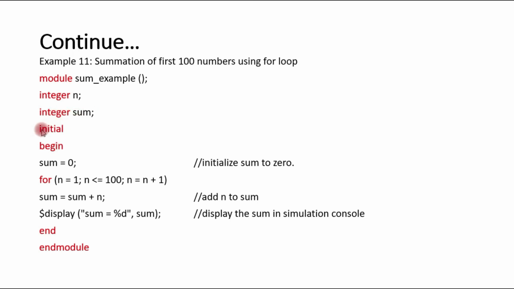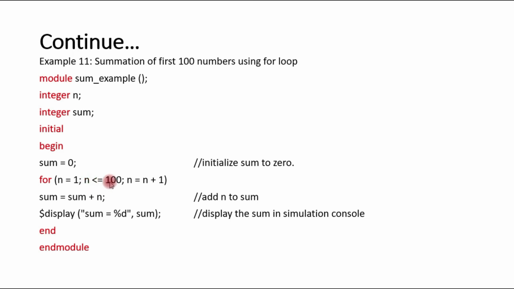First we are using initial block, and in initial block we are initializing the value of sum, that is 0 here, using a for loop. Start from 1 and it adds the first 100 numbers by using this condition.